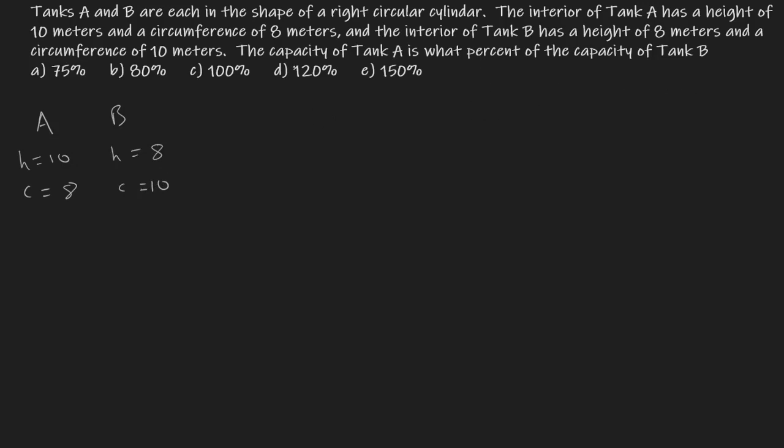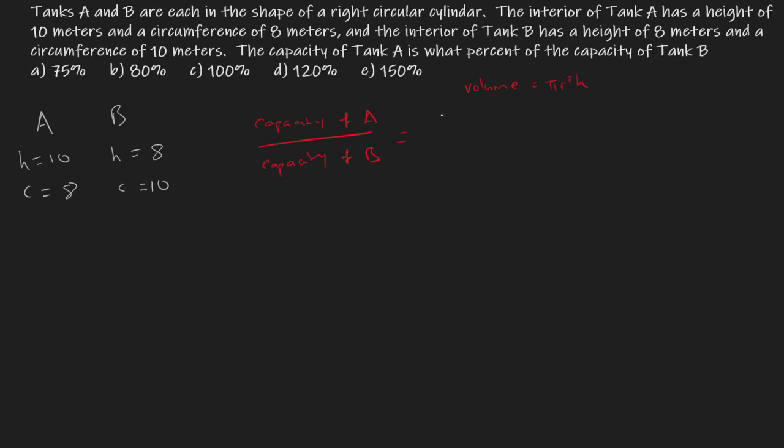Once you have written down what the question gives you, you want to figure out what the question is asking. The question is asking: capacity of tank A is what percent of the capacity of tank B. What that's really asking is the capacity of A as a fraction, or percent, of the capacity of B. So you're trying to figure out capacity of A divided by capacity of B. Now, capacity in this case just means volume, and the volume of a cylinder is pi r squared h.